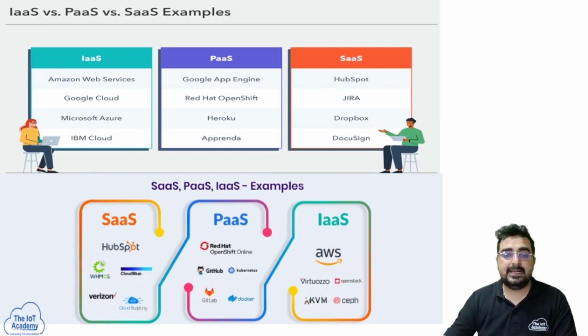So what are the examples of IaaS? Amazon Web Services, Google Cloud, Microsoft Azure, IBM Cloud are examples of infrastructure as a service. Platform as a service: Google App Engine, Red Hat OpenShift, Heroku, Apprenda. These are platform as a service. And software as a service, like HubSpot, Jira, Dropbox, DocuSign. These are examples of software as a service.